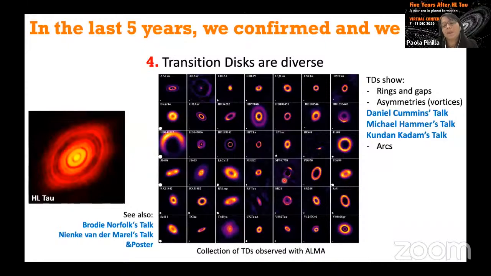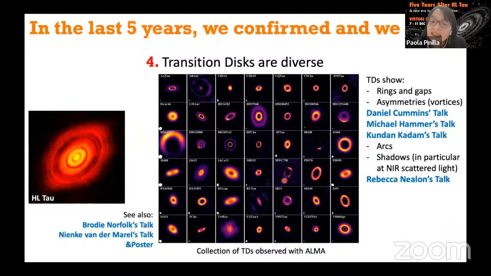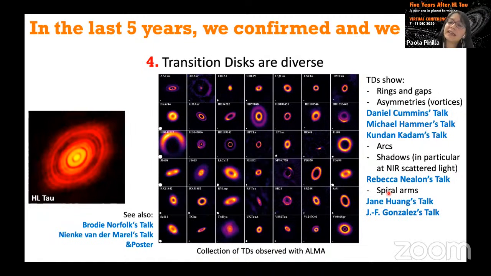MW758. We also know that in some transitional disks, we observe shadows, in particular in the near infrared. And there is a talk by Rebecca Neal on trying to explain the origin of these asymmetries, but also how in some cases these asymmetries can be time variable. We also see spiral arms, mainly in the scattered light, but in some cases in the millimeter emission.